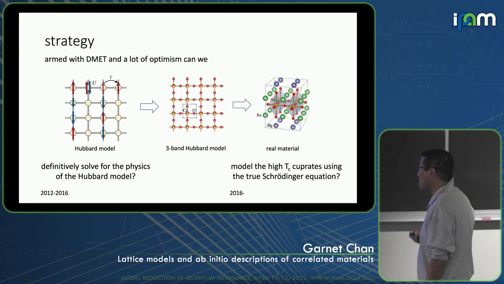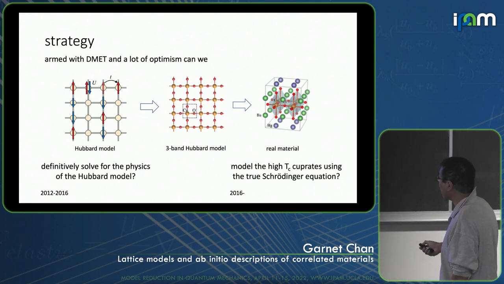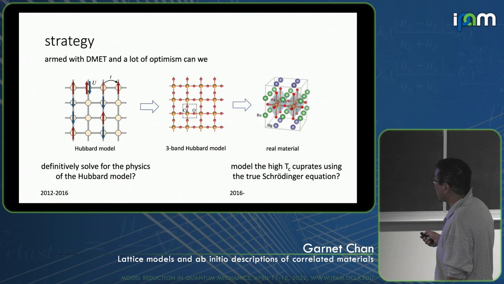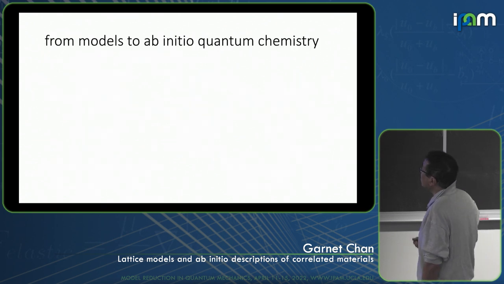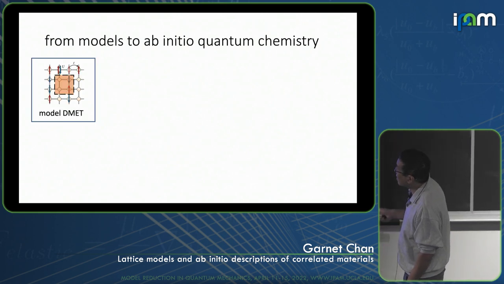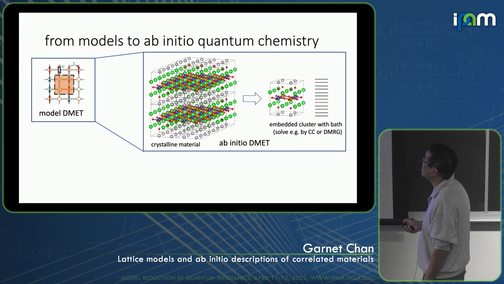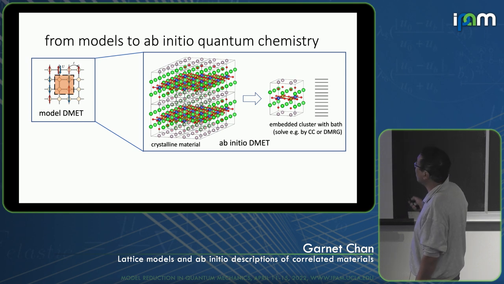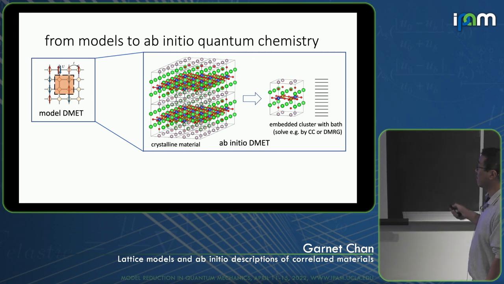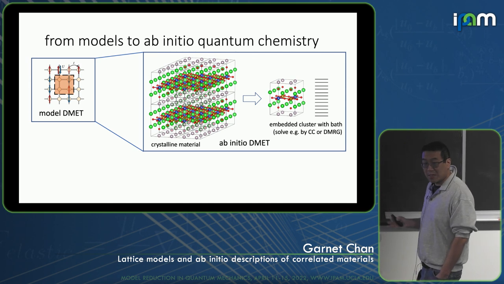So that brings me to the second part of the talk, I should say, where we try and just model the high-temperature cuprates ab initio. And we're going to use the same strategy. What I showed earlier was this simple lattice problem, where I cut a piece out and embedded it. We're just going to extend this now to the ab initio simulation. So now you just have the real material, and you're going to cut a piece out, and you're going to solve this problem self-consistently with a representation of the environment within this formalism. So conceptually, that's all it is.